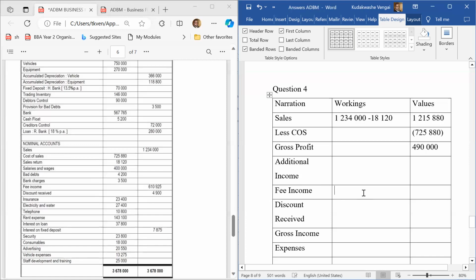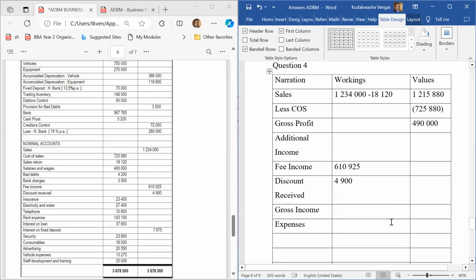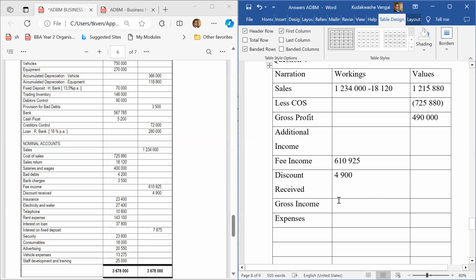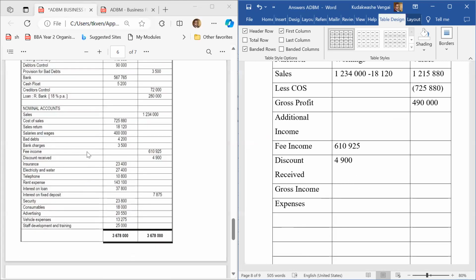So that's your fee income. It was 610,925 and then discount received was 490. Right. So we just leave them like that for now and see if there are any additional things that we need to adjust. Right. Let's go to our expenses.